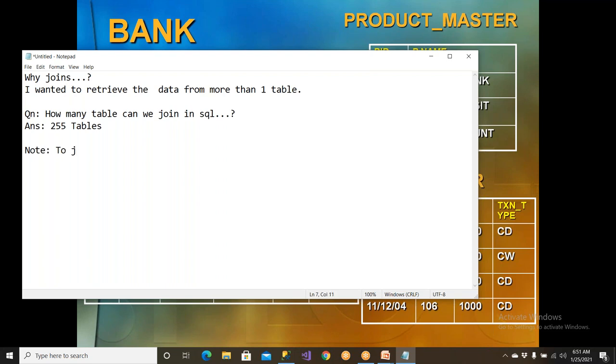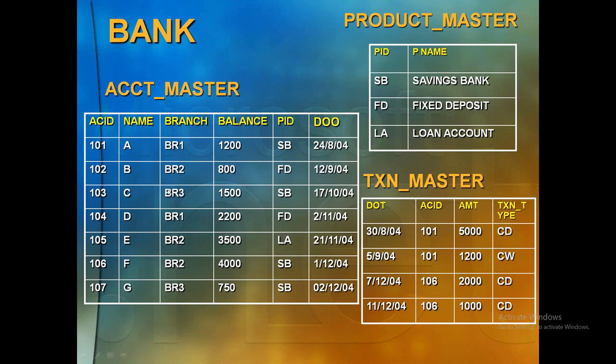To join the tables, we must have a common column. Clear? For example, I have this table and this table and this table. If I wanted to retrieve data only from this table, there is no need of joins. If I need the data from only a single table, there is no need of joins. Why joins? I wanted to retrieve the data from multiple tables. That is where joins are required.